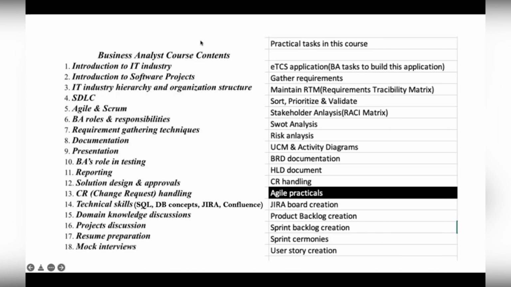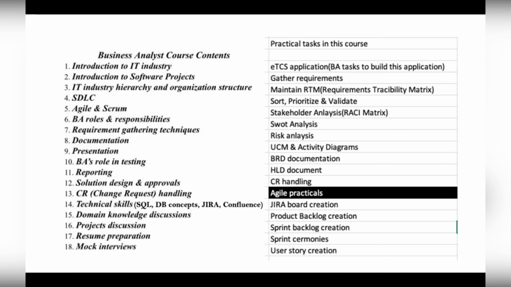It's okay. Once you understand SDLC and Agile and Scrum, then it's time to know in specific what a BA does. What are the roles and responsibilities of a BA? What are the steps involved in understanding these roles and responsibilities? We'll go through all those things in the sixth chapter.